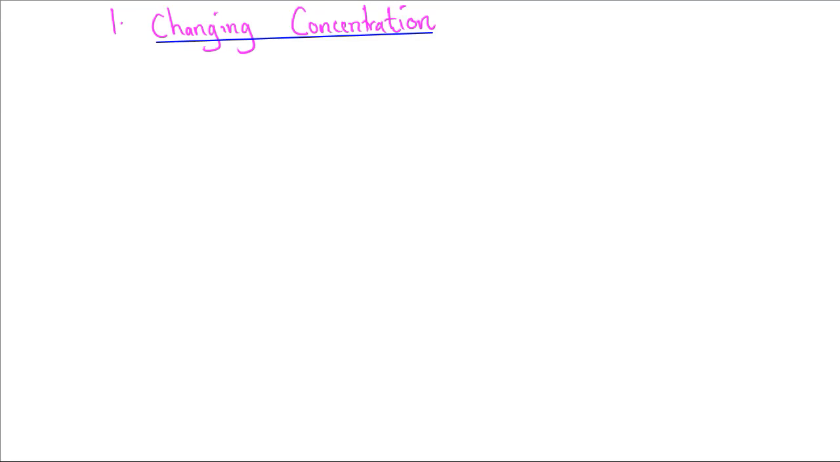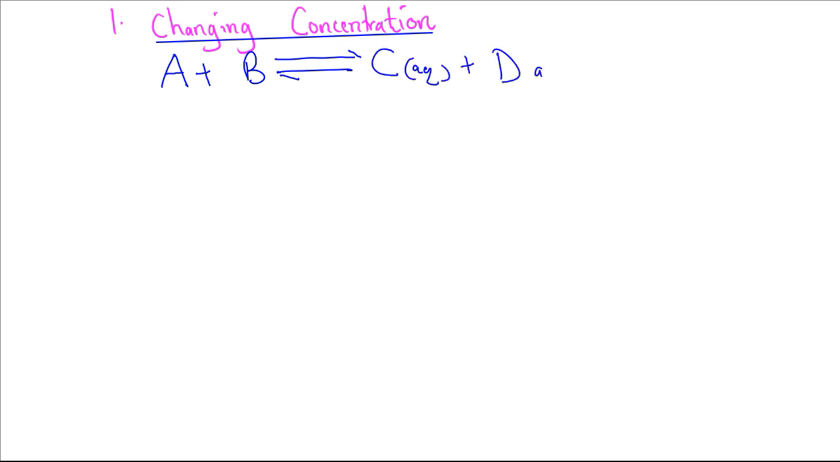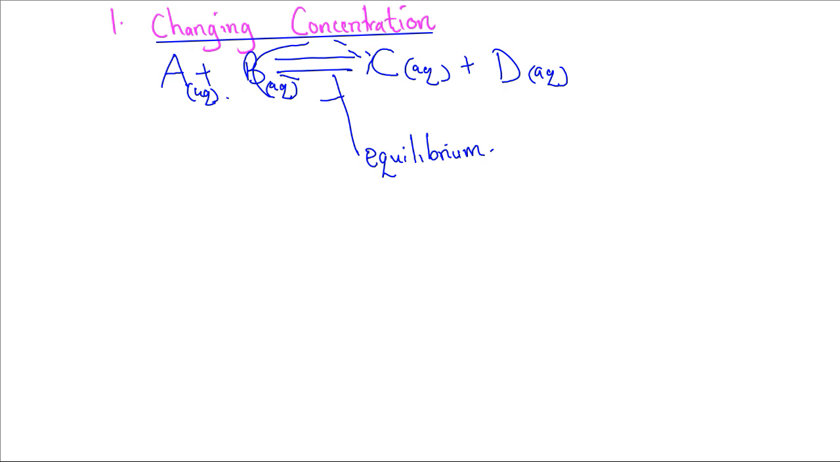Consider an equilibrium reaction represented by A plus B giving C plus D. This shows that the system is at equilibrium. That arrow is enough to show that the system we are talking about here is at equilibrium.